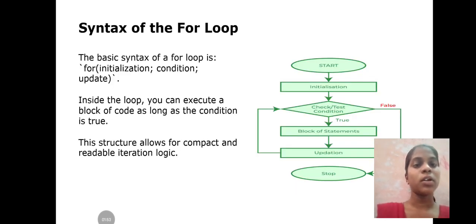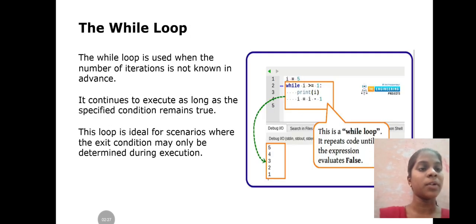Syntax of the for loop. The basic syntax of the for loop is: for initialization, condition, update. Inside the loop you can execute a block of code as long as the condition is true. This structure allows for compact and readable iteration logic. Here you start and initialize, then check the test condition. If true, it executes the block of statements and then updates and iterates. If false, it will stop.